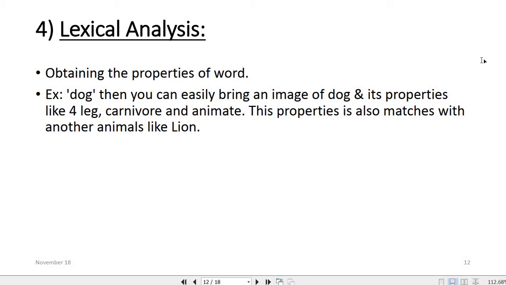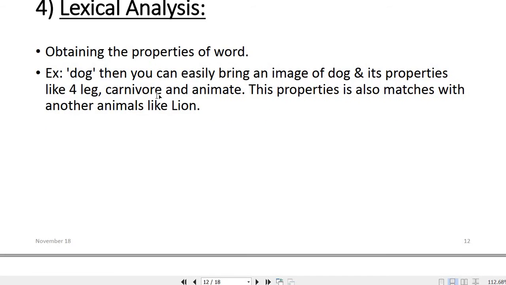Okay, the fourth step is lexical analysis. What is lexical analysis? It's obtaining the properties of a word. For example, dog, then you can easily bring an image of a dog and its properties. For example, four-legged, carnivore, and animate. These properties also match with other elements like lion.